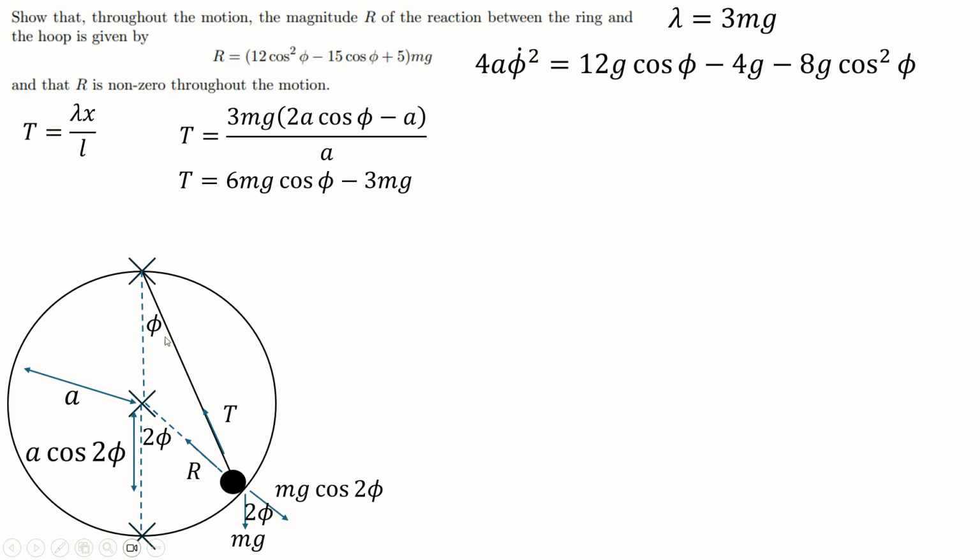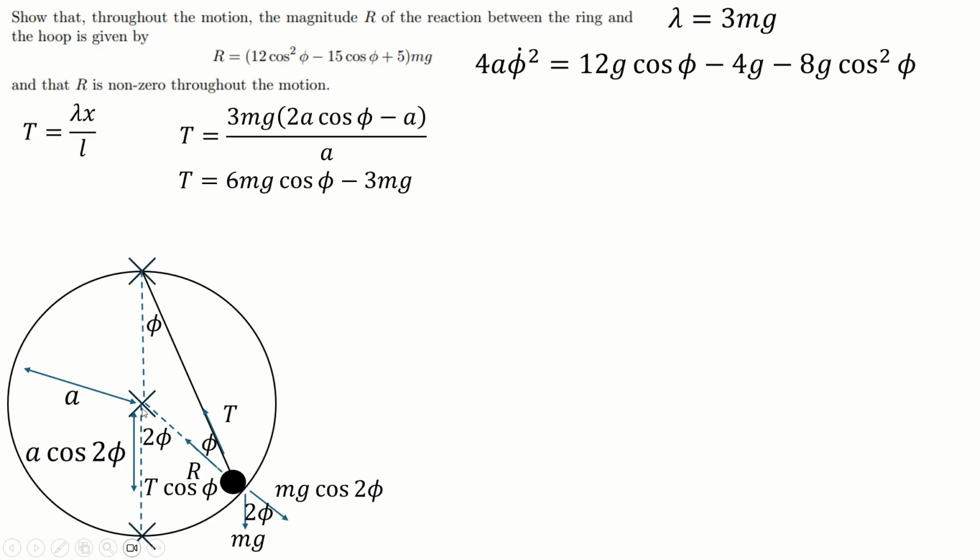So I can also say that because of this isosceles triangle, if this is phi, this is also phi, because you've got two radiuses here. So this force is not only R, the reaction force, but it's also T cos phi. And now we can set up F equals ma. We do have acceleration towards the center.